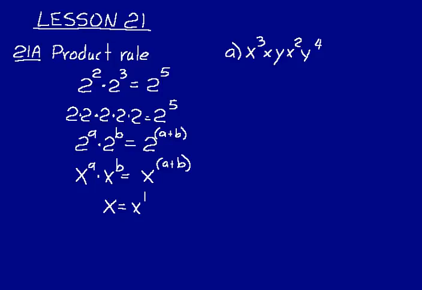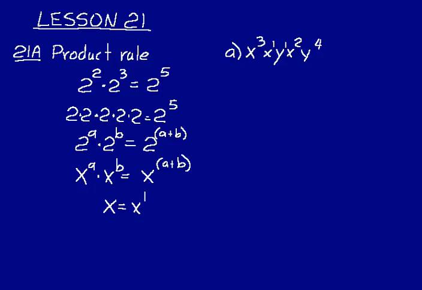Well, let's use the power rule or the product rule to simplify some expressions. Look at practice problem A. X cubed times x times y times x squared times y to the fourth. So we could simplify that if we use the product rule for exponents. And one thing we could do here is to put a 1 next to those variables that don't have an exponent, because we know that we're going to be adding, and we know that a variable by itself is the same thing as that variable to the power of 1.